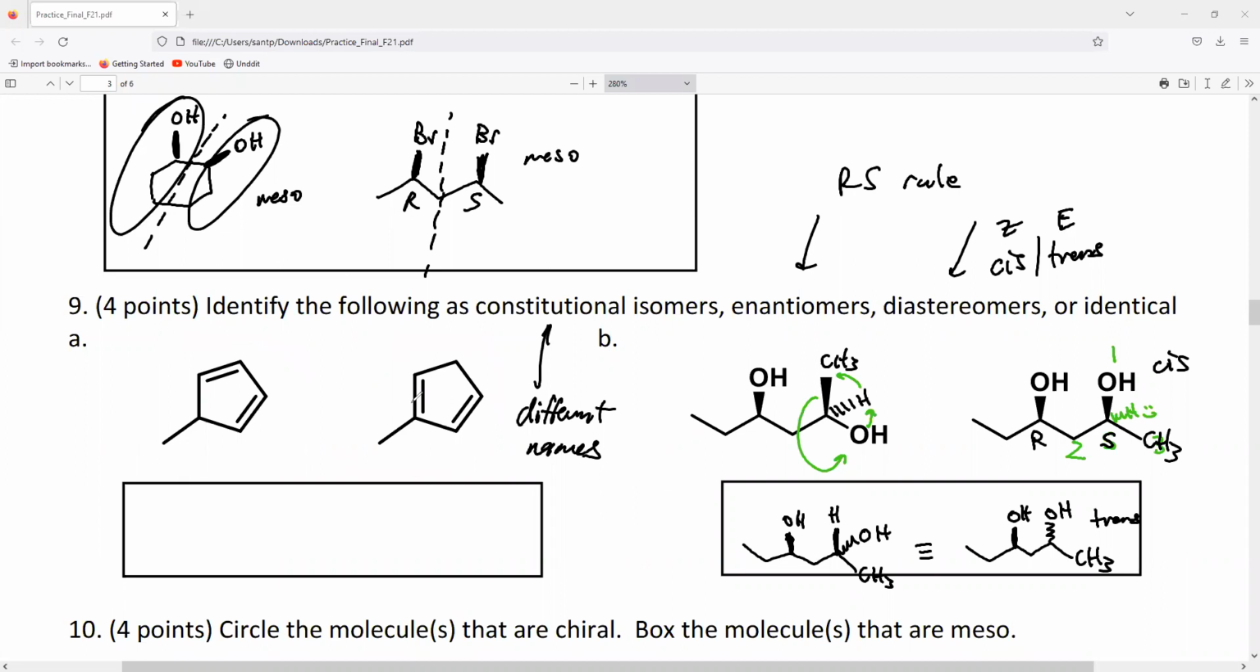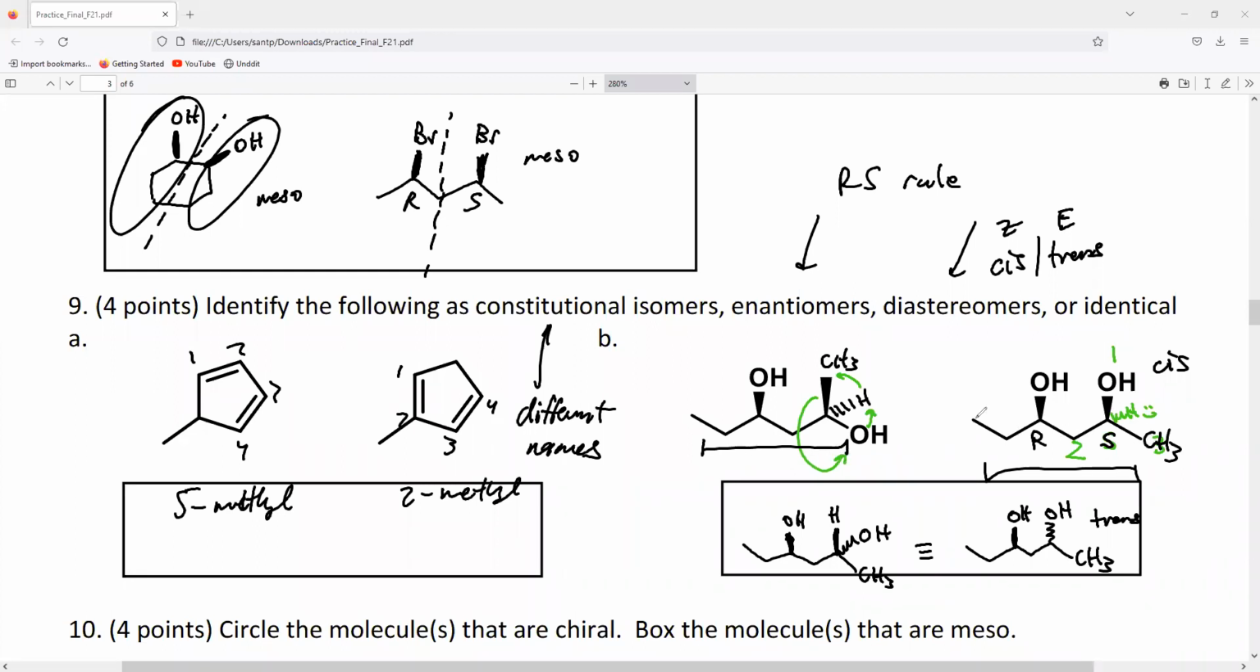If I were to count the alkene like this, 1, 2, 3, 4, 1, 2, 3, 4, this would be a 5-methyl, and then this would be a 2-methyl, right? They have completely different names. So these would be constitutional because they have different names, but these wouldn't, because the base name for these is exactly the same, right? Both of them are 2,4 diols.